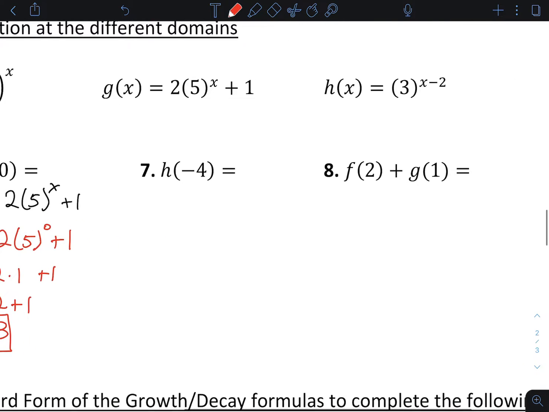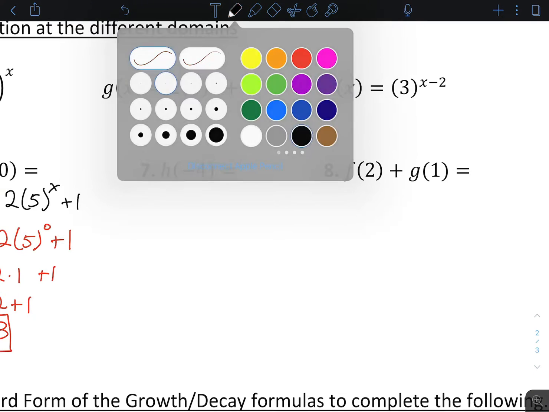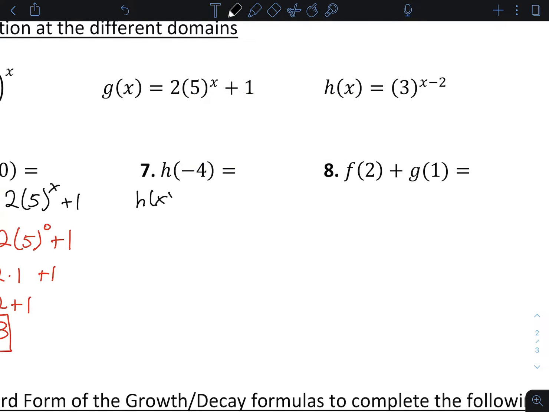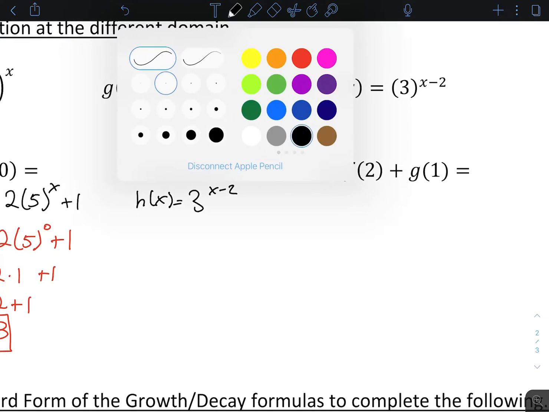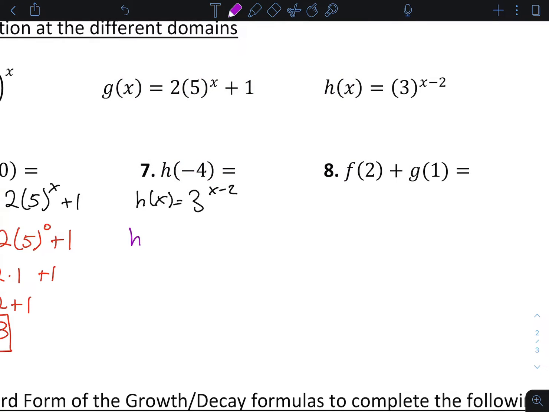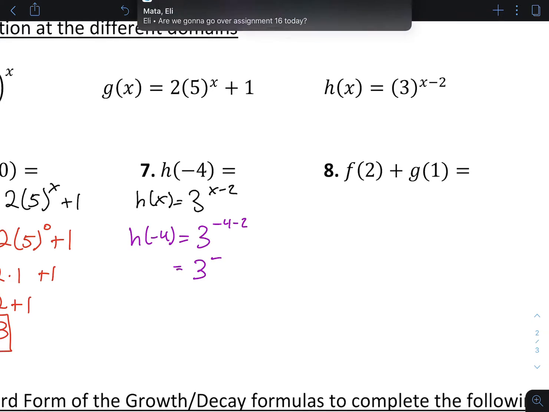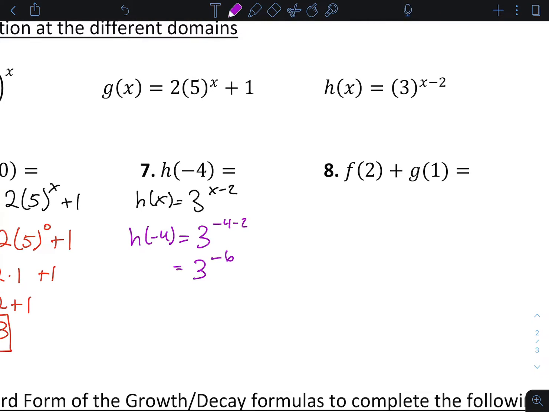Finally, here in number 7, we have an h of x equation. H of x equals 3 to the x minus 2. That's fun. Our goal here is to figure out what is h of negative 4. So 3 to the negative 4 minus 2. Negative 4 minus 2 would be negative 6. And then 3 to the negative 6.